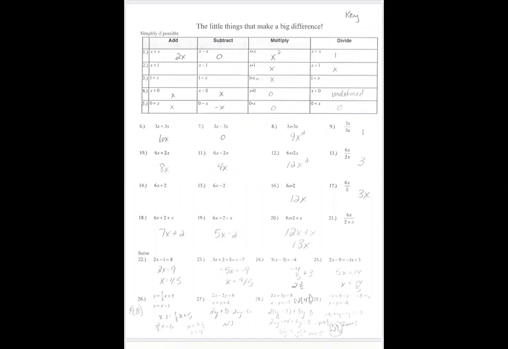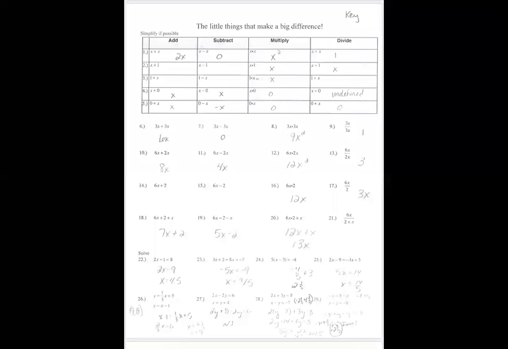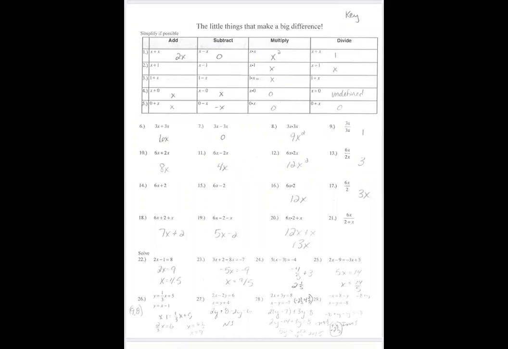Number 11, 6x minus 2x would simplify to get 4x. Number 12, when we switch to multiplication, 6x times 2x, we can multiply the 6 times 2 to get 12. And again, x times x is x squared. Simplifying for number 13 with division, 6x divided by 2x would simply give you 3. The x divided by x would simplify to 1, like we saw in the chart. Again, assuming that x is not equal to 0.